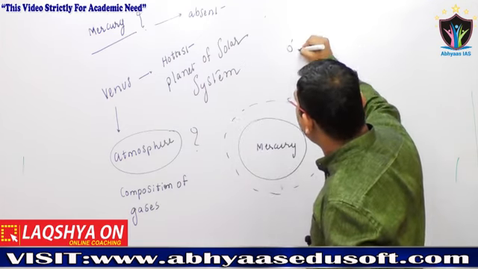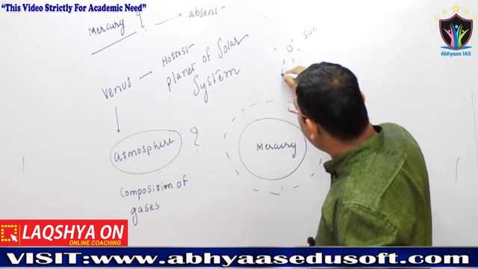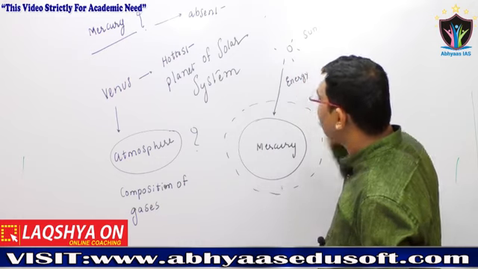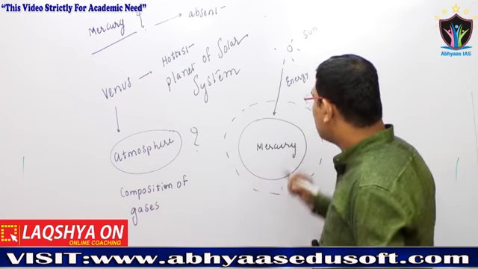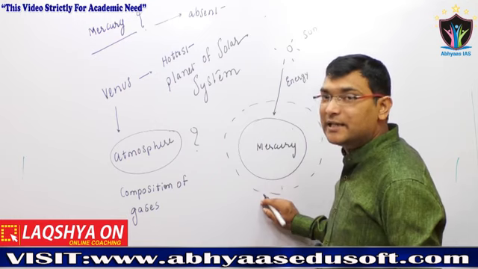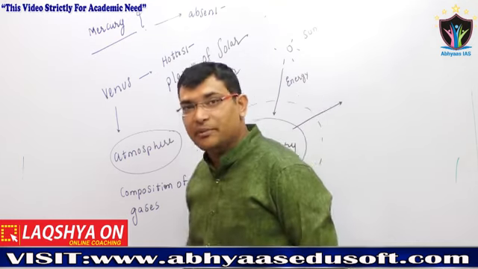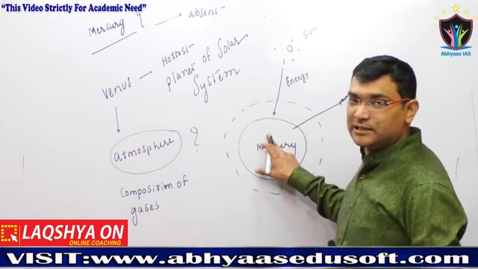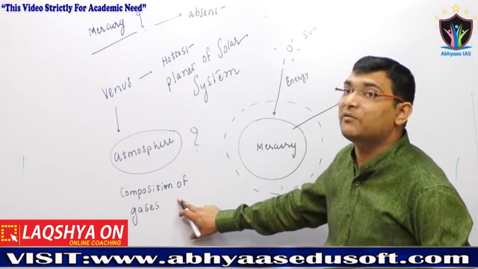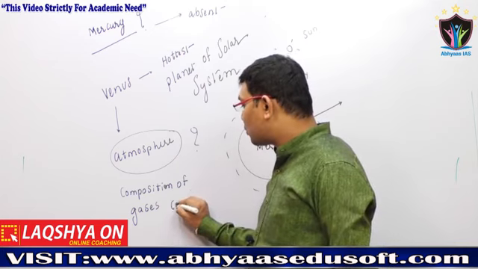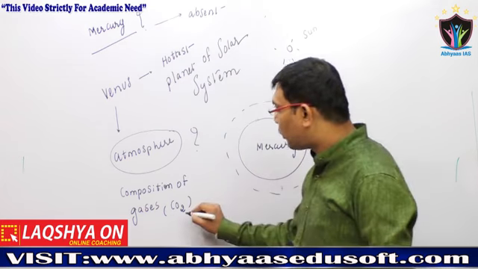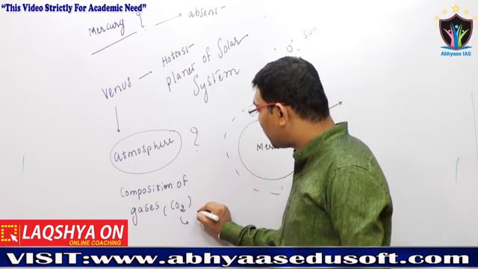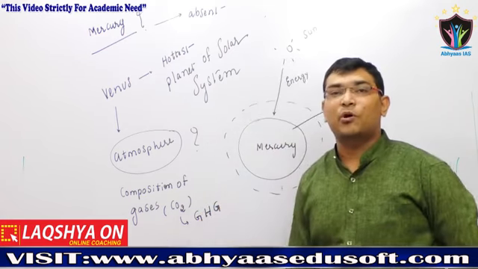Suppose this is your sun. Sun emits energy. That energy is received by the planet, and the planet gets heated up. Now, whatever heat is absorbed by the planet will be released into the atmosphere. If there are gases in the atmosphere, there are n number of gases, but CO2, carbon dioxide, is one of the most important potent greenhouse gases.